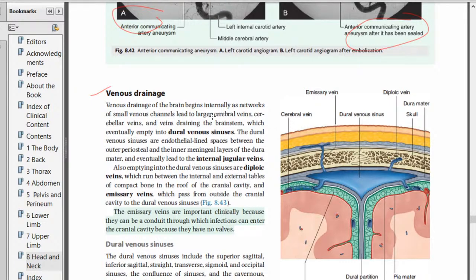Venous drainage of the brain begins internally as a network of small venous channels. Okay, internally it begins as small venous channels.